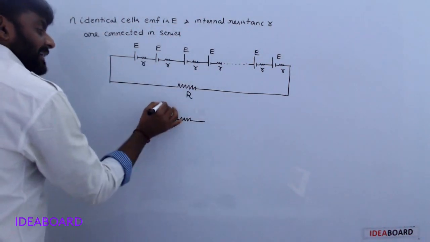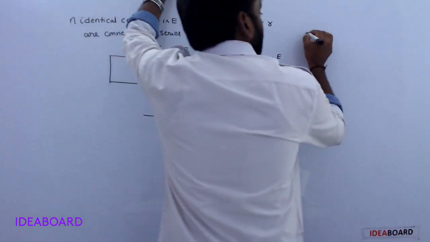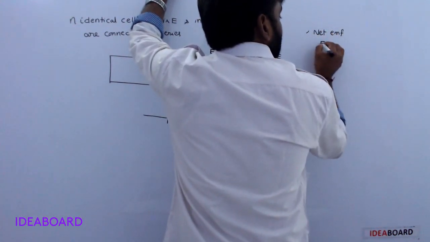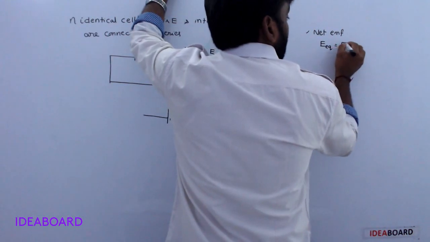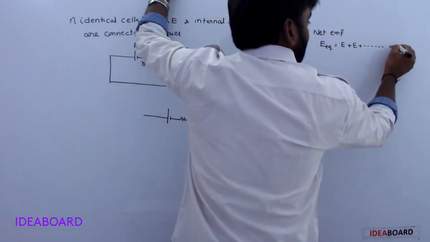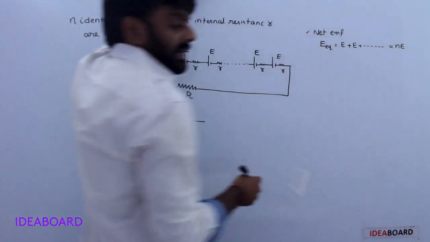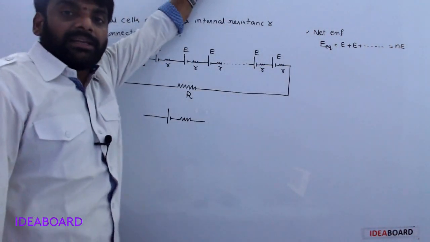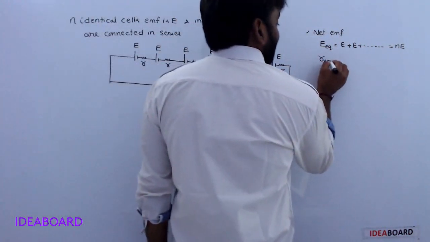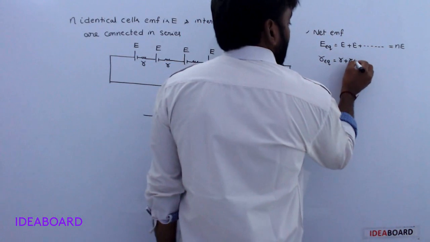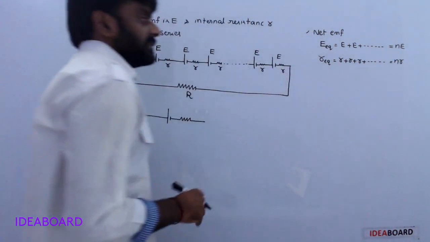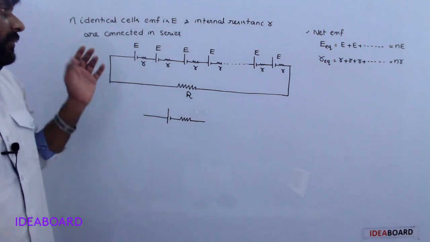So all are in series means net EMF is equal to E equivalent, E plus up to N cells, simply NE. You know already in series we are adding directly. R equivalent, R plus up to N cells, simply NR.